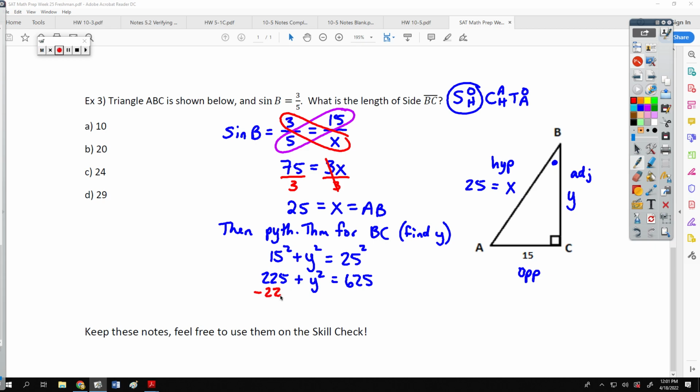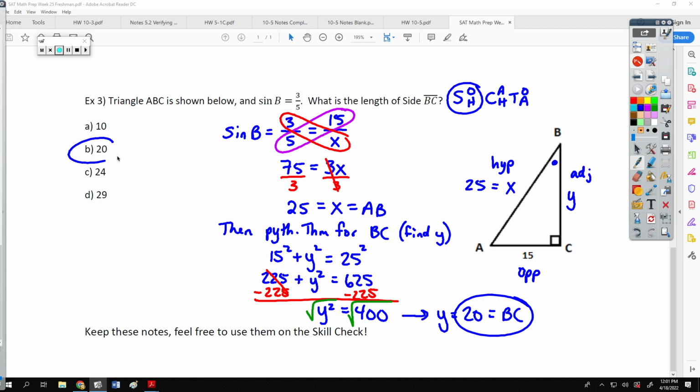Subtract the 225 from each side to get y squared by itself. Gives us y squared equals 400. And then to get rid of squared, we take the square root, which would give us that y is 20, which is the length of BC. So our answer there would be 20.